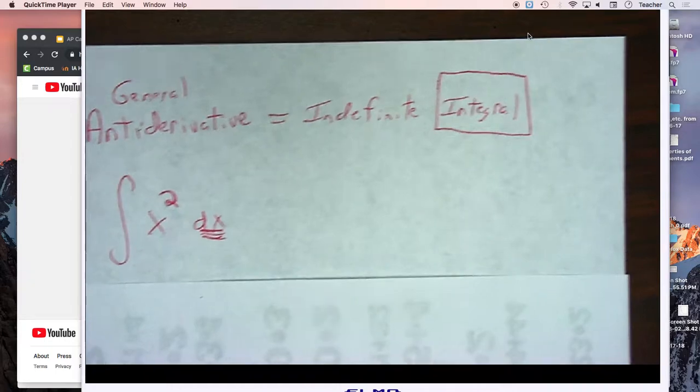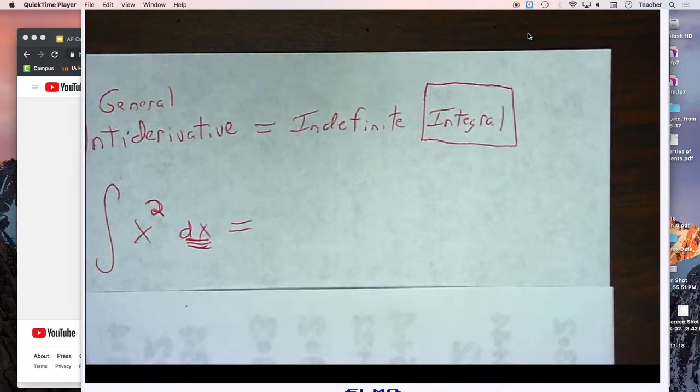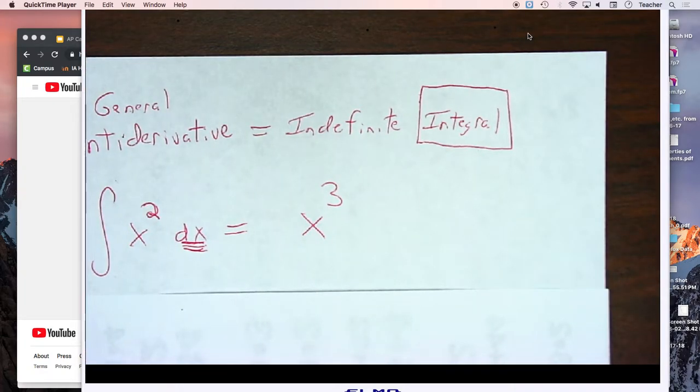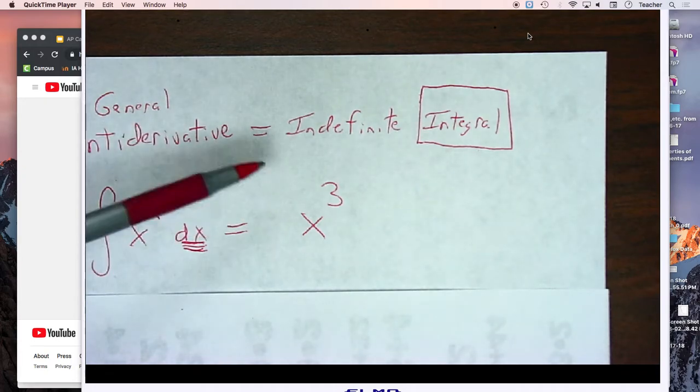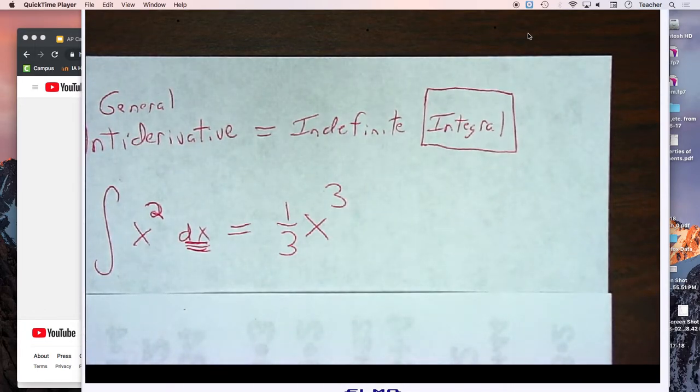A lot of times just guessing and checking and knowing your derivative rules will help. Of course, if I want a derivative of x squared, I know I need an x to the third. Then the 3 would come down and I don't want the 3, so I put a 1/3 in front. So that is an antiderivative.